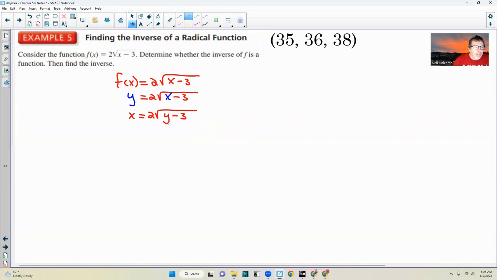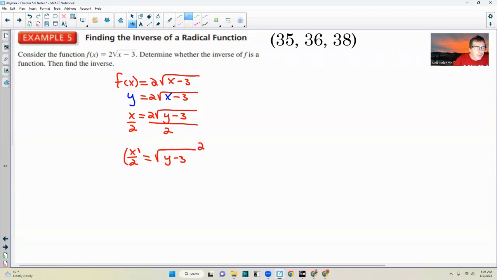Now we're going to solve for y. To get rid of that 2 first, we're going to get x divided by 2 equals, the 2's cancel, the square root of y minus 3. To get rid of a square root, we square.